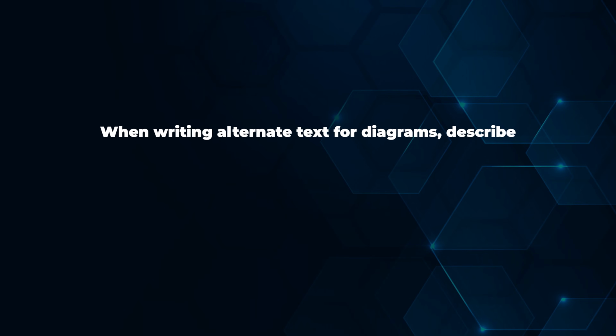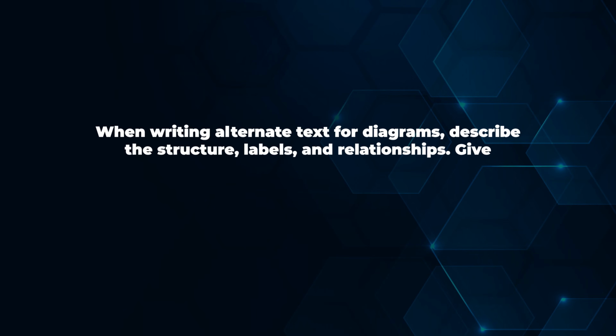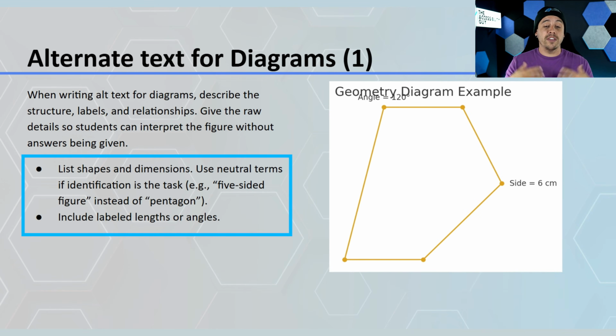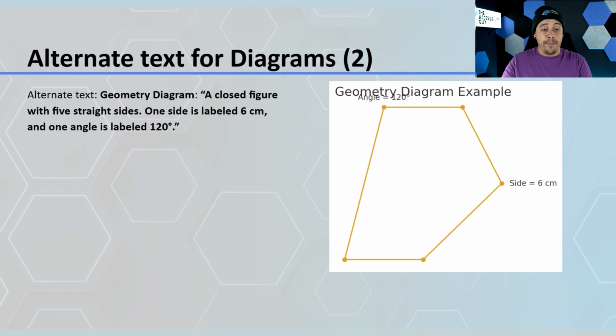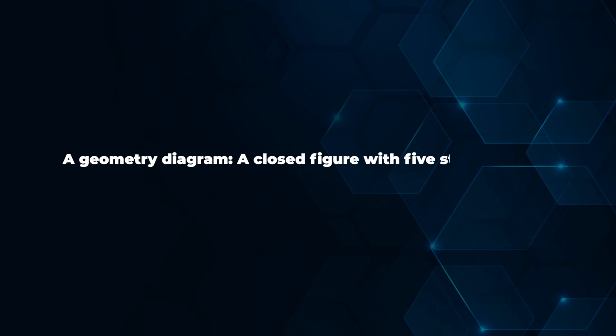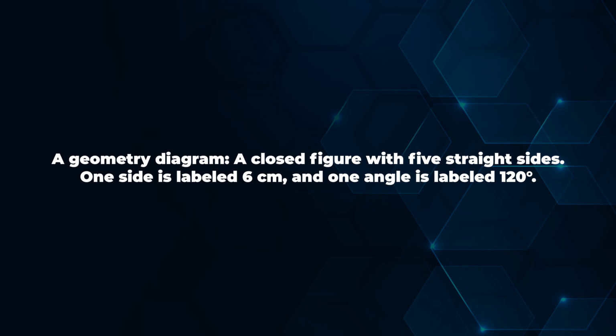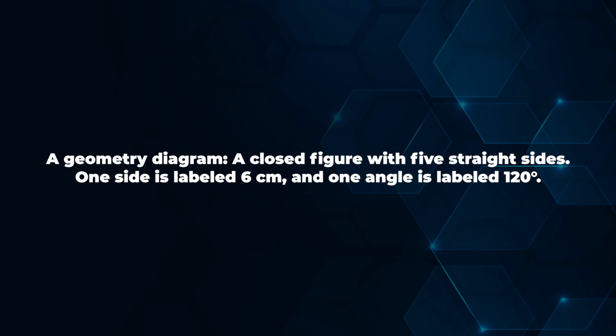So when writing alternate text for diagrams, describe the structure, labels, and relationships. Give the raw details so students can interpret the figure without the answer being given. List shapes and dimensions, and try to use neutral terms for identification, like five-sided figure instead of pentagon. Include labeled lengths or angles. In this example, we have a geometry diagram, a closed figure with 5 straight sides. One side is labeled 6 centimeters and one angle is labeled 120 degrees.